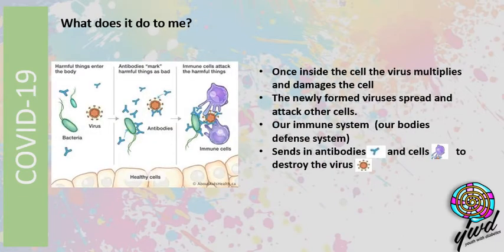So what can it do to me? Well, once inside, the virus begins to multiply and damage the cell that it entered. Newly formed viruses escape from that cell and start infecting cells around them and spreads all over the body. Our immune system, which is our defense system, sends in antibodies and cells to destroy the virus.